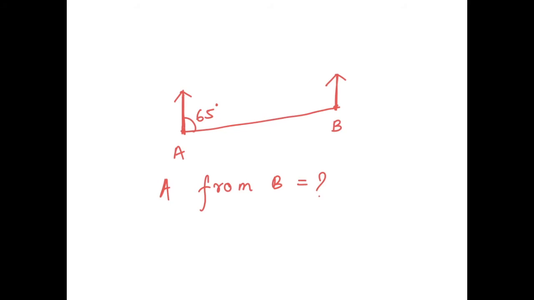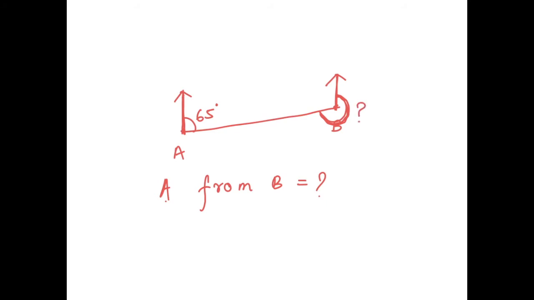So first let's talk about what we need. We need A from B. So we need to start from point B's north line and go until it touches the line which goes to A. So we need to get this angle. We need to check always that we go clockwise. We need to start from the north line and touch the line which goes to the point we need. So we need this angle.